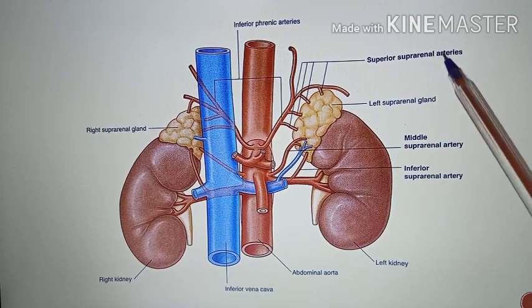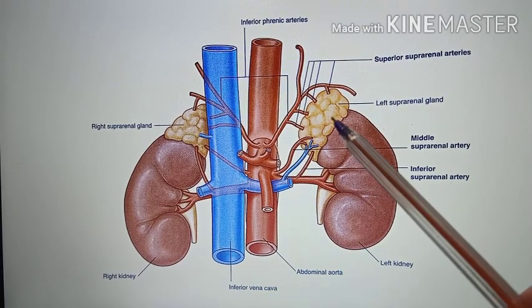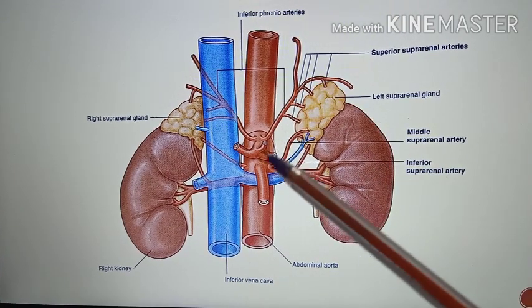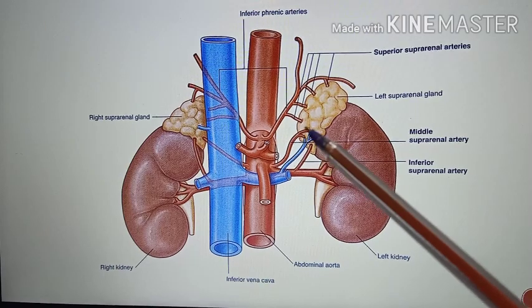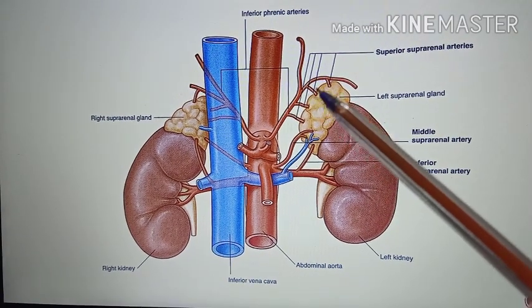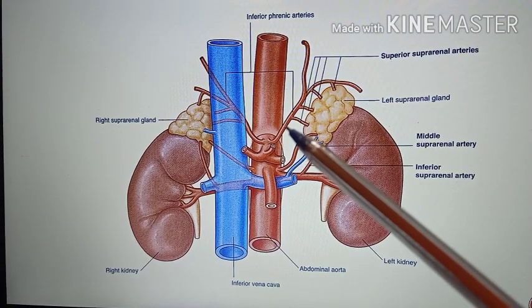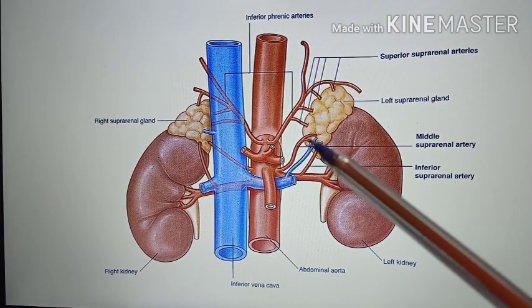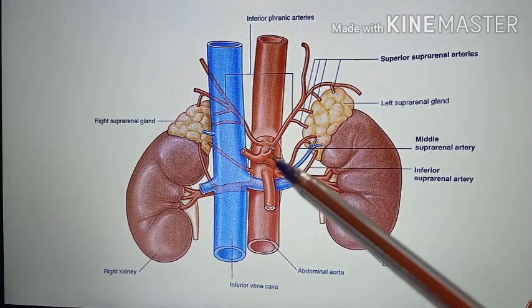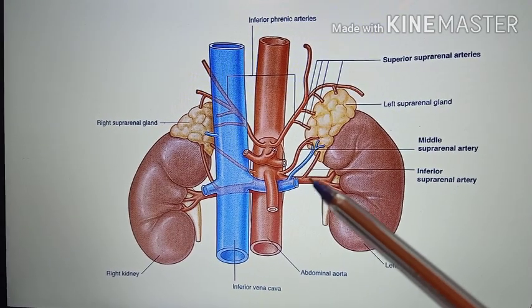Another thing you are supposed to know is that this is the suprarenal gland, which is supplied by the superior suprarenal artery, then the middle suprarenal artery as well as the inferior suprarenal artery. The superior suprarenal artery was a branch from the inferior phrenic artery. The middle suprarenal artery was a direct branch from the abdominal aorta, whereas the inferior suprarenal artery was a branch from the renal artery.